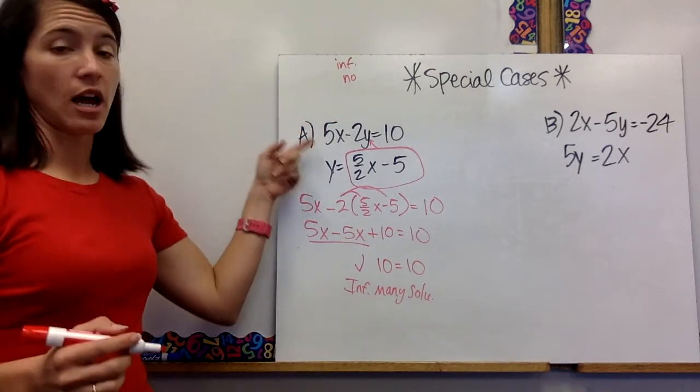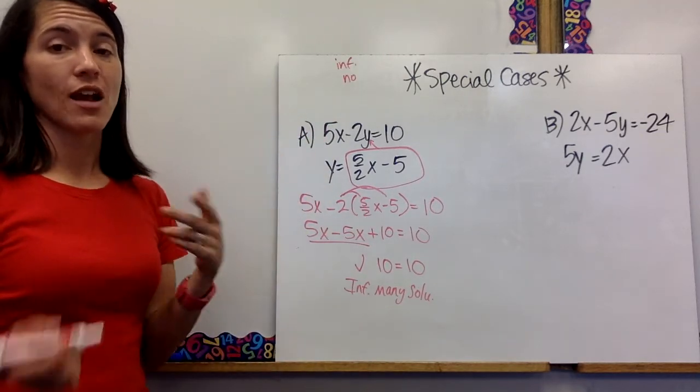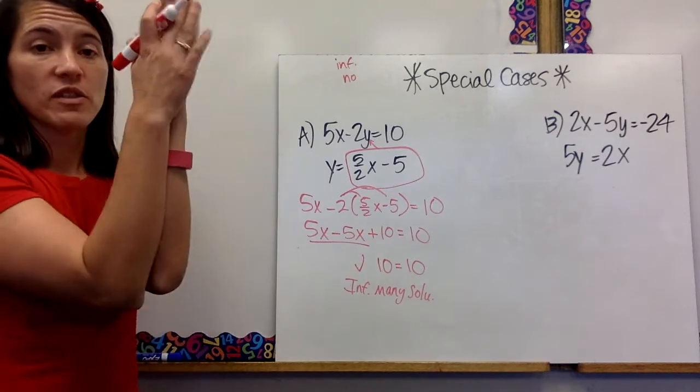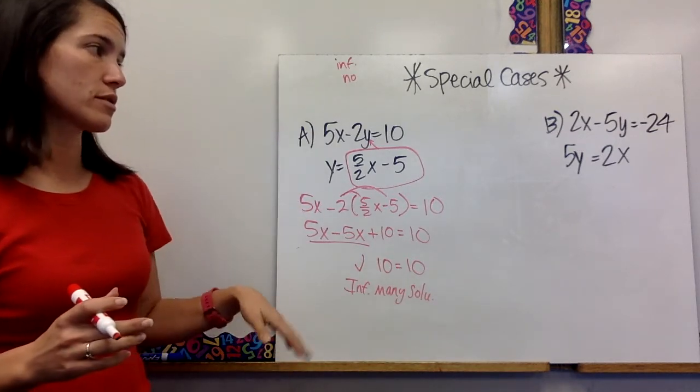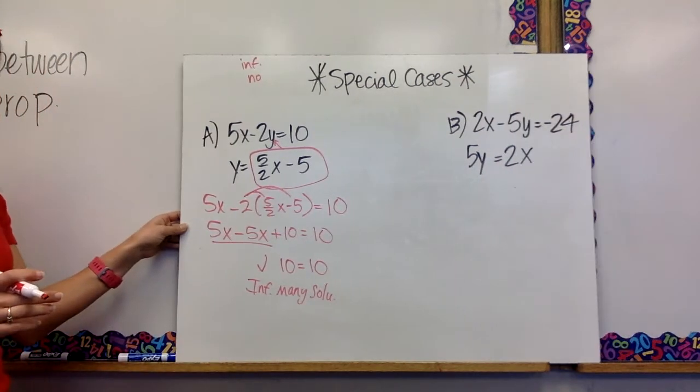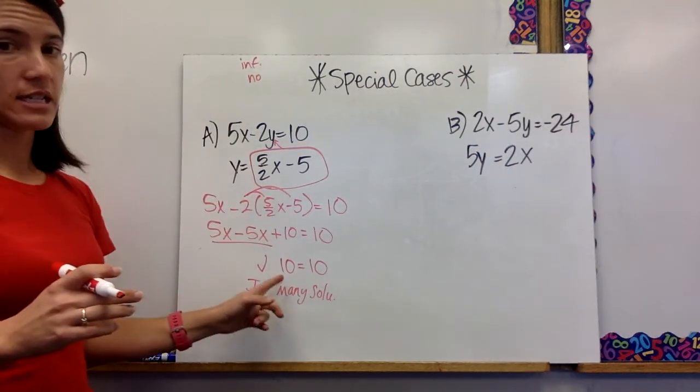If you were to graph the top one and the bottom one, you end up getting one line, and the system of equations is the same line. So every solution on that line works. Still, by substitution, you still get to 10 equals 10.